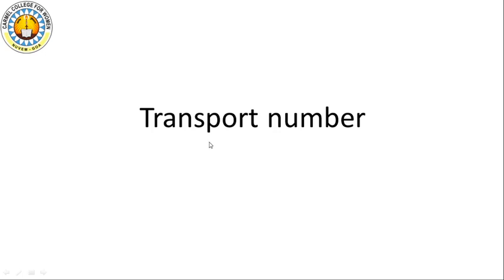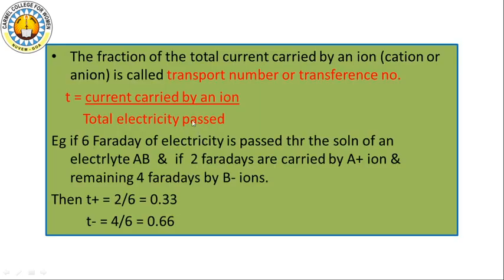What is transport number? It is a fraction of the total current carried by an ion. We all know that when the ions move, they carry with them a certain amount of current. So the fraction of the total current carried by an ion, either cation or anion, is called transport number or transference number. It is given by the symbol T.